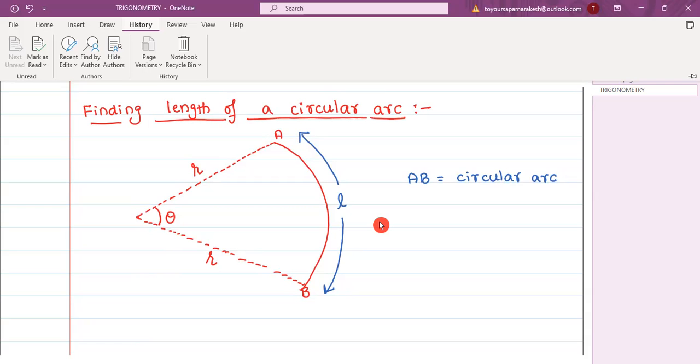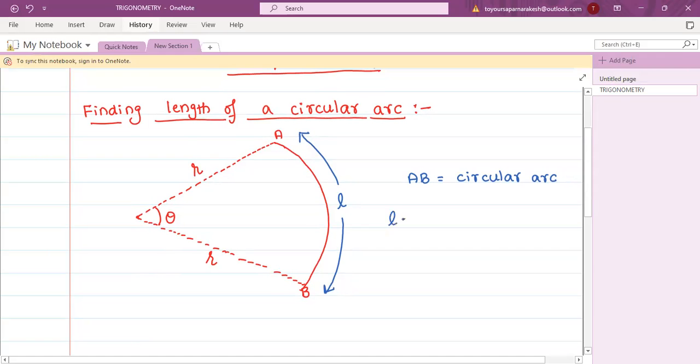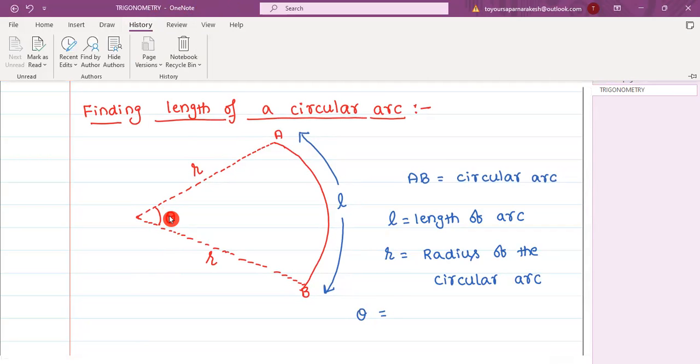So in this figure, L is the length of the arc. R means the radius of the given circular arc. Then, in this figure, what is the meaning of theta? Theta means the angle subtended by the arc at the center.